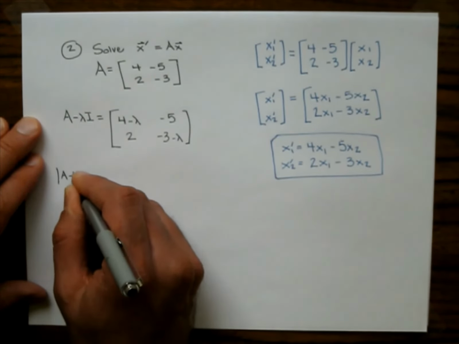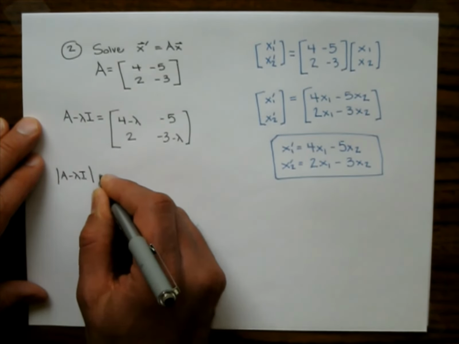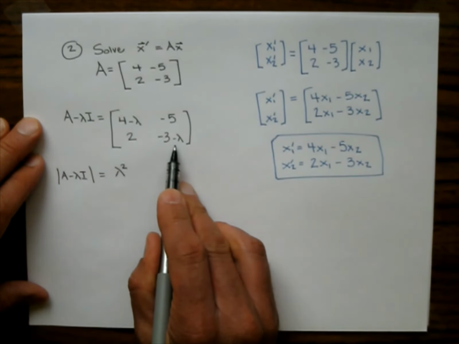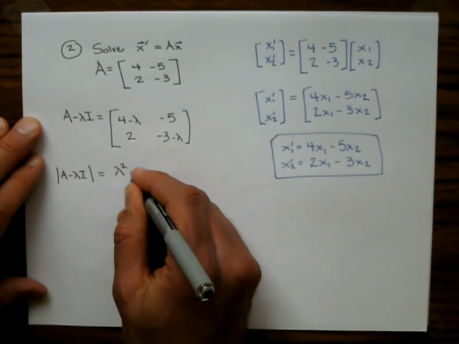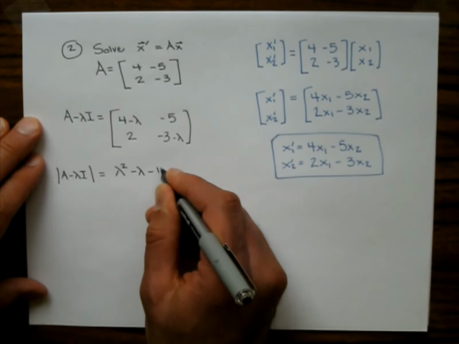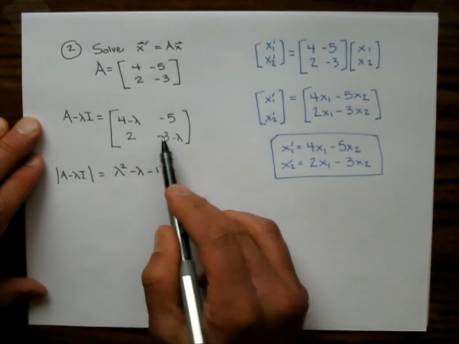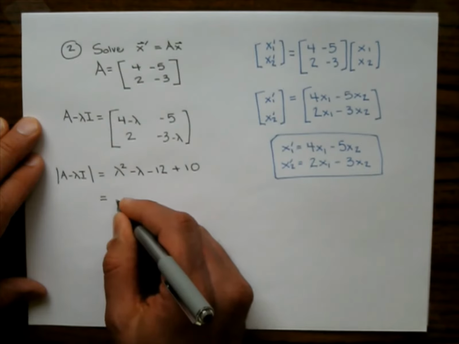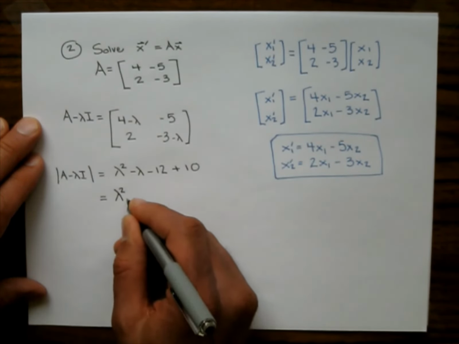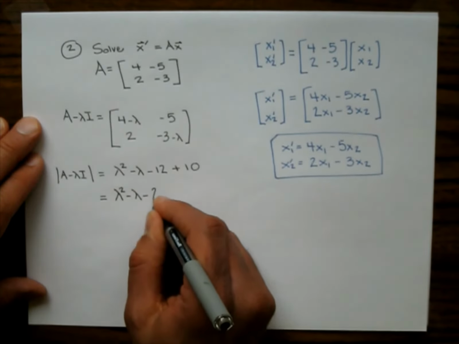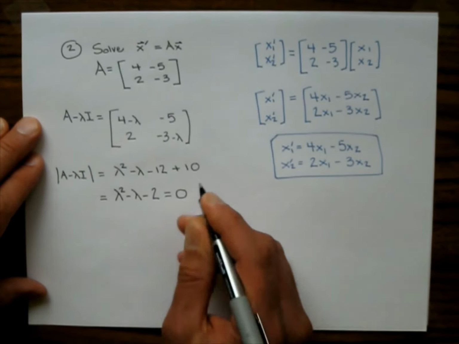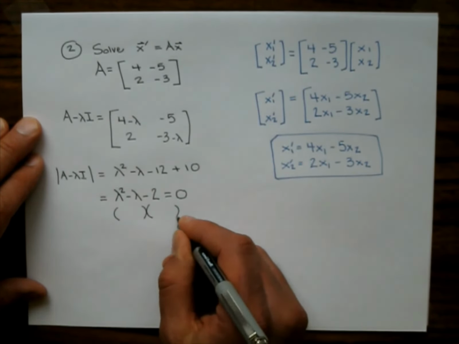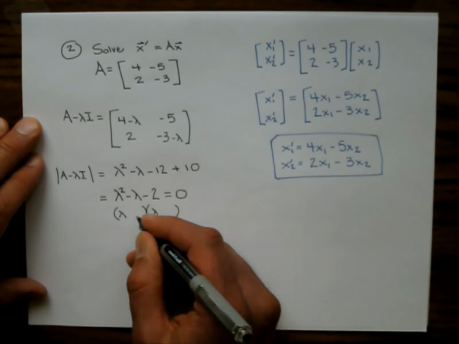I'm going to go ahead and take the determinant of that matrix, and I end up getting lambda squared. And we have -4 lambda plus 3 lambda, so that's minus lambda. We have -12. Okay, so I just went AD minus BC, that's plus 10. So this gives me lambda squared minus lambda minus 2, and I'm going to set this equal to 0. This right here is my characteristic equation. I'm going to factor and solve for lambda, and that's going to give me my eigenvalues.